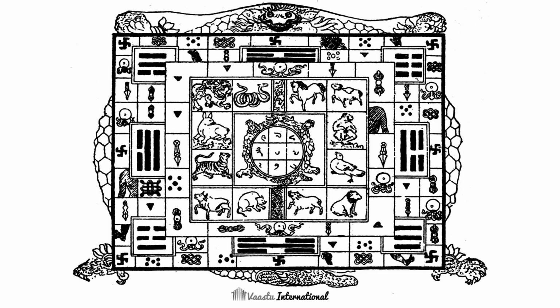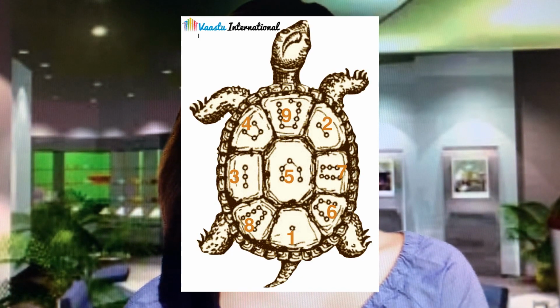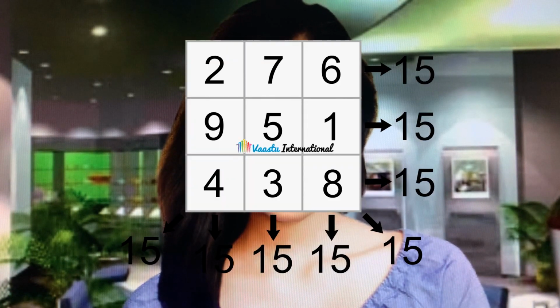The story of this square's origin dates back to almost 4,000 years ago in China. Legend says that Chinese people found a tortoise shell during the flood of the river Lo. This tortoise shell had a 3x3 square on its back, and the sum of every horizontal, vertical and diagonal row added up to 15.